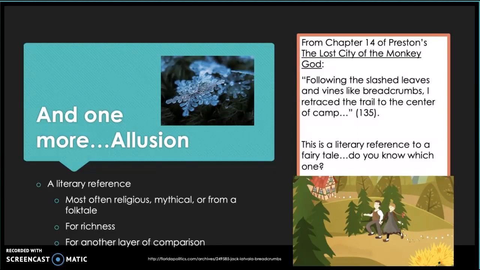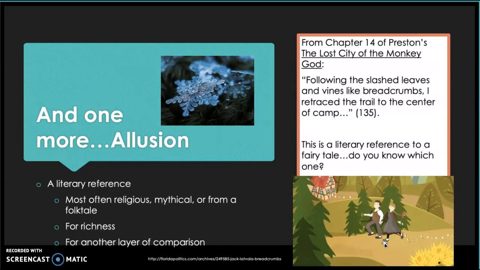And so in chapter 14, Preston says, "Following the slashed leaves and vines like breadcrumbs, I retraced the trail to the center of camp." He was lost at this time, right? And so he was following the vines like breadcrumbs. This is an allusion, a literary reference to a fairy tale. And there's a picture here of the fairy tale. And so I'm going to ask you on Monday, who knows which fairy tale this is that he's alluding to when they're following the breadcrumbs to get back from being lost.